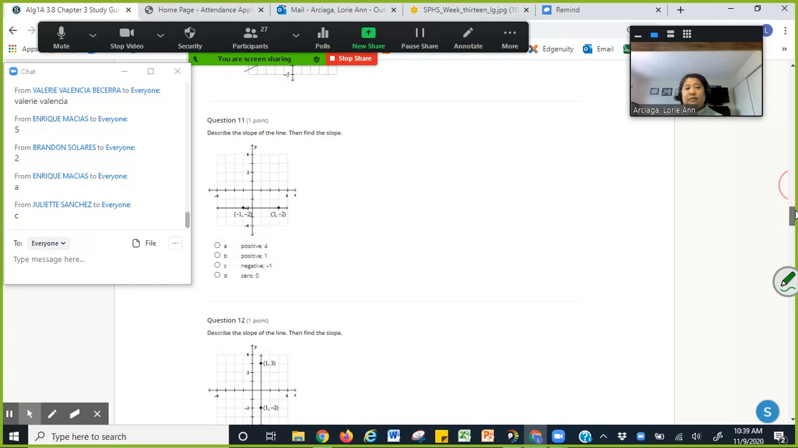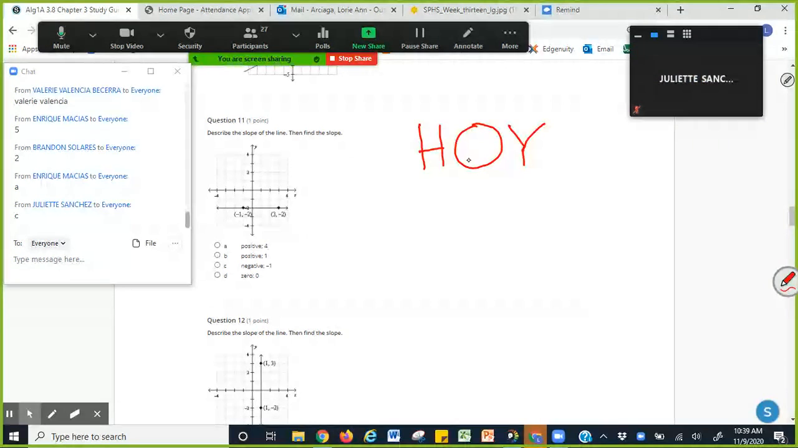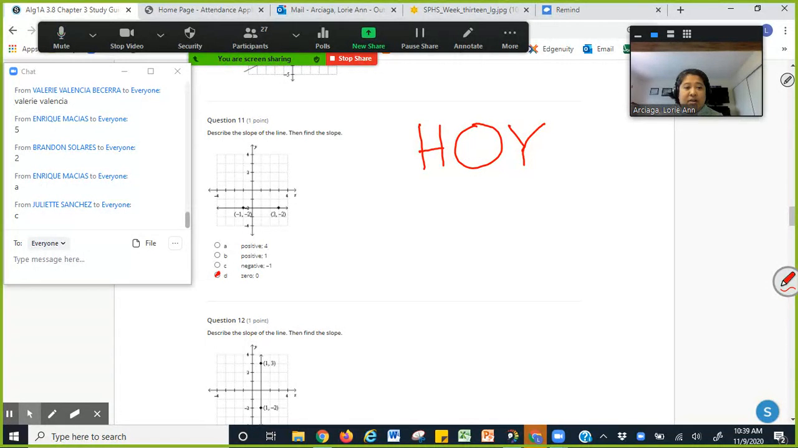11. Ooh, we saw something like this earlier. Describe the slope of the line, then find the slope. Okay, I mentioned this earlier when we were doing a horizontal line, and then I wrote this. So this is a horizontal line. So what is the slope of a horizontal line? Okay. 0. Very good. So the correct answer is letter D.